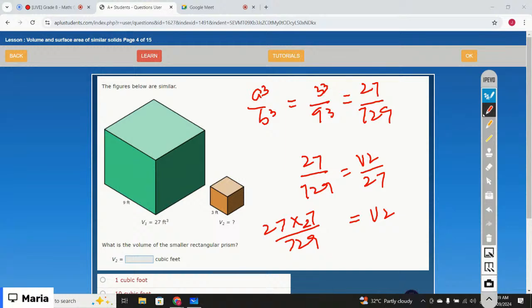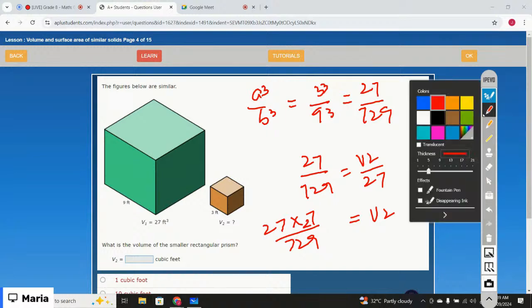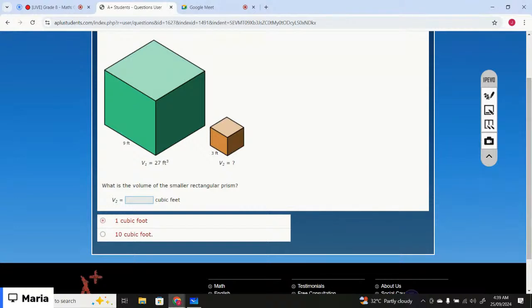So the correct option is, I think 1 it is. Yes, the correct option is 1. Option number 1 is the correct option, that is 1 cubic foot. Okay, you can complete the lesson by yourself later today.